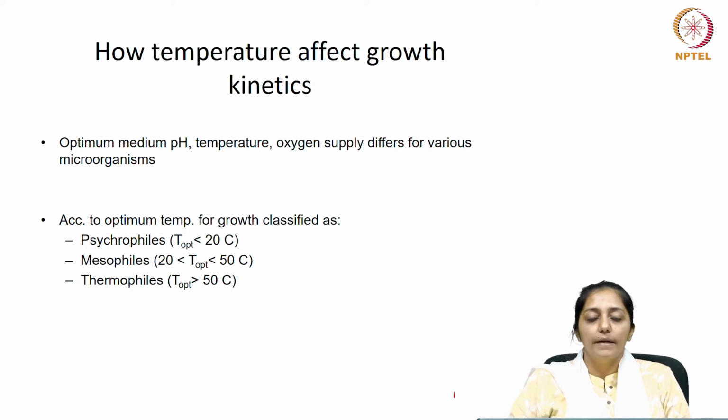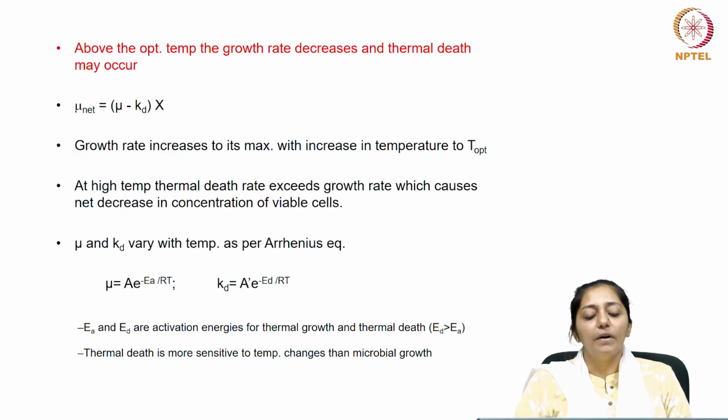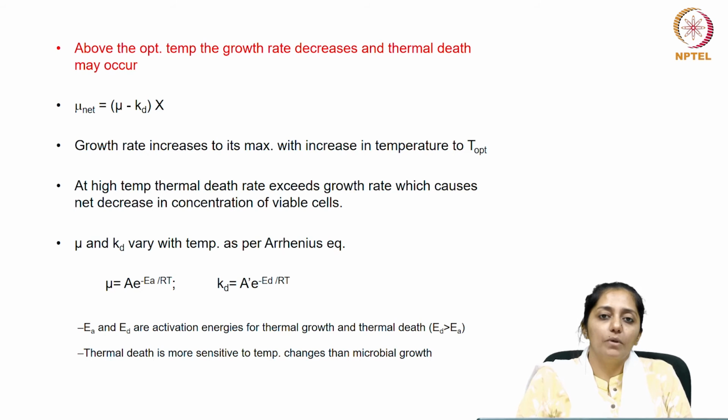So then, depending on the organism, the effect of temperature may vary on the growth kinetics of the culture. Now, above the optimum temperature, the growth rate would decrease and thermal death rate may begin. Let's talk about mesophile cultures. They grow at ambient temperatures.